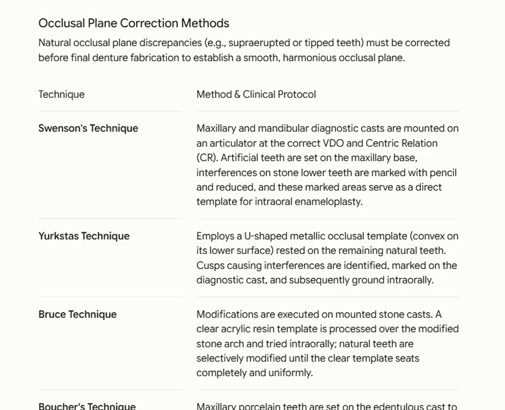Technique. Method and clinical protocol. Swenson's technique. Maxillary and mandibular diagnostic casts are mounted on an articulator at the correct VDO and centric relation, CR. Artificial teeth are set on the maxillary base, interferences on stone lower teeth are marked with pencil and reduced, and these marked areas serve as a direct template for intraoral enameloplasty.